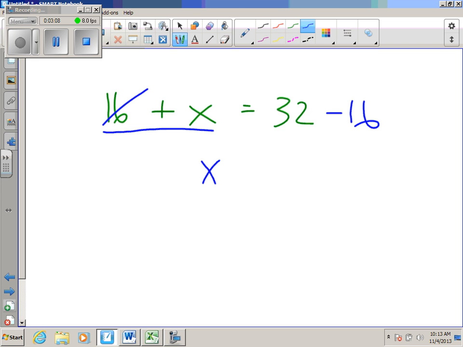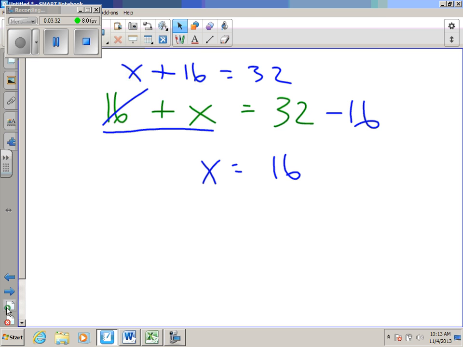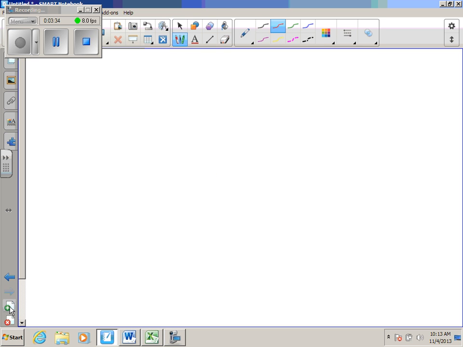X would then equal 16. I can change the order if I want. If I wanted to rewrite it, I could, because I can add in any order. Remember, the commutative property of addition tells us I can add in any order that we want to. But just understanding what's there and doing the opposite.